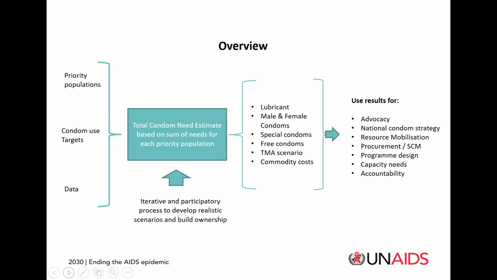It also, because of the strong focus on setting condom use targets as a critical element in your estimates, paves the way towards your program design, and it entails a strong reflection on what capacity you actually need to program this amount of condoms for these populations. And finally, because it sets clear targets and conducts the estimates, it supports developing accountability frameworks.